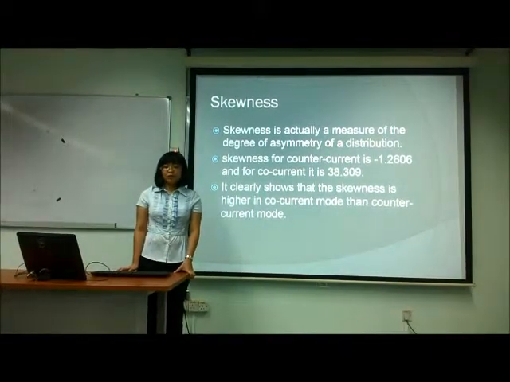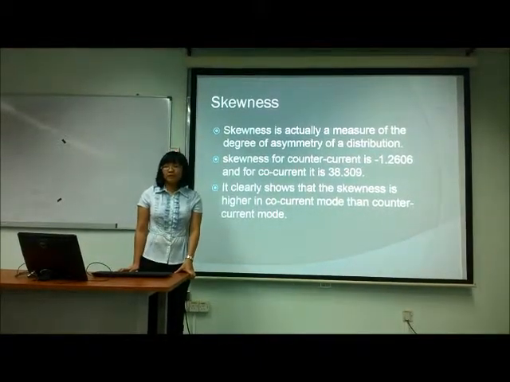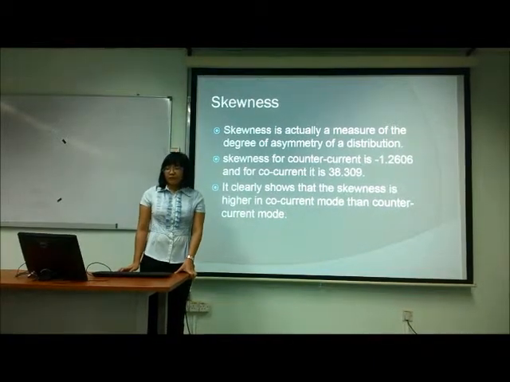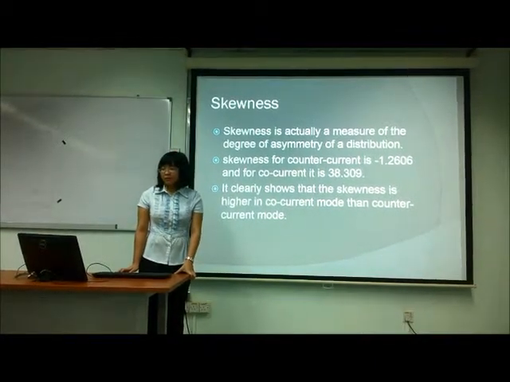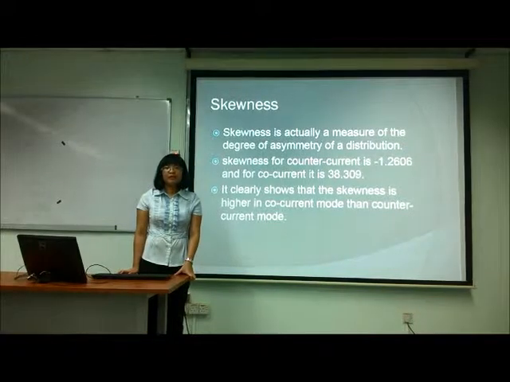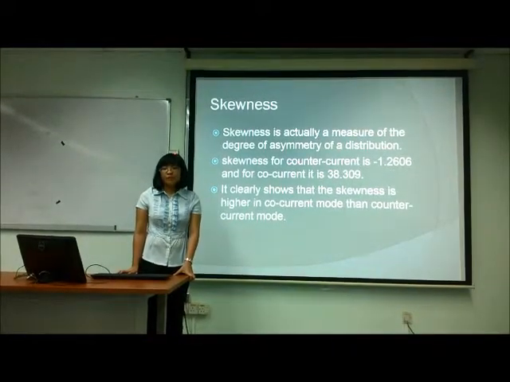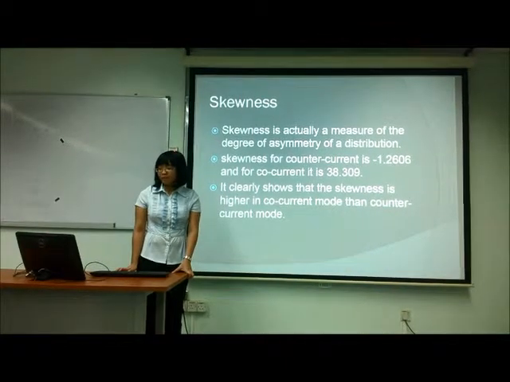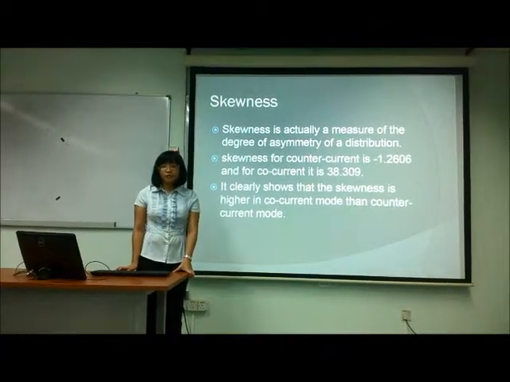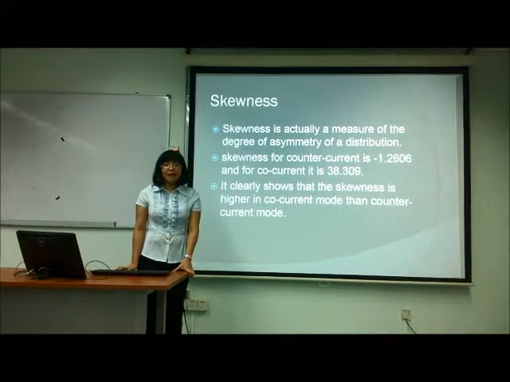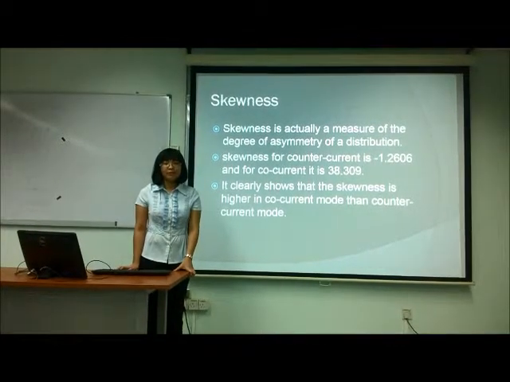Skewness is actually a measure of the degree of asymmetry of a distribution. We can see that in a counter current experiment, the skewness obtained is negative 1.2606, and in the co-current, it is 38.309. It is shown that the skewness is higher in co-current mode compared to the counter current mode.